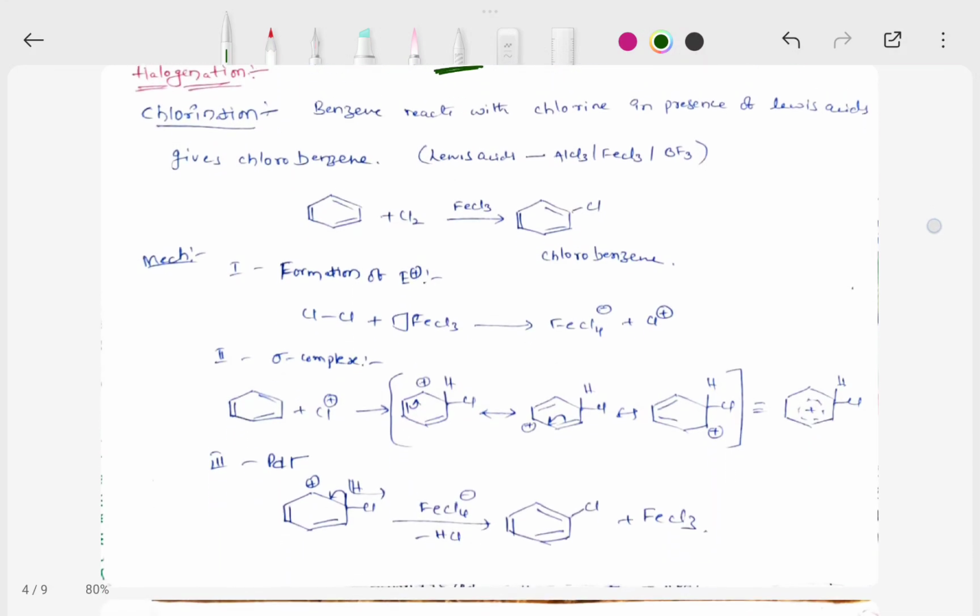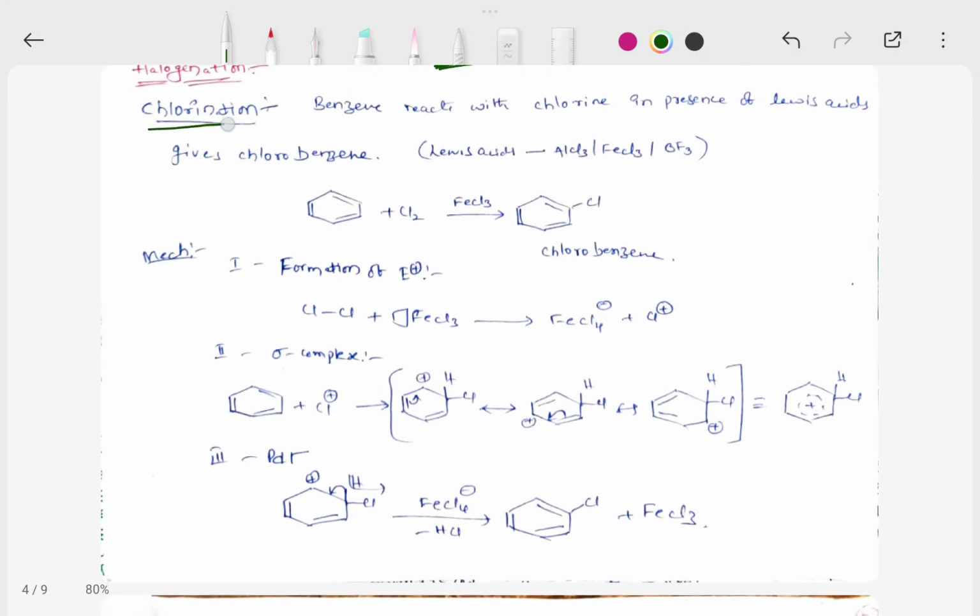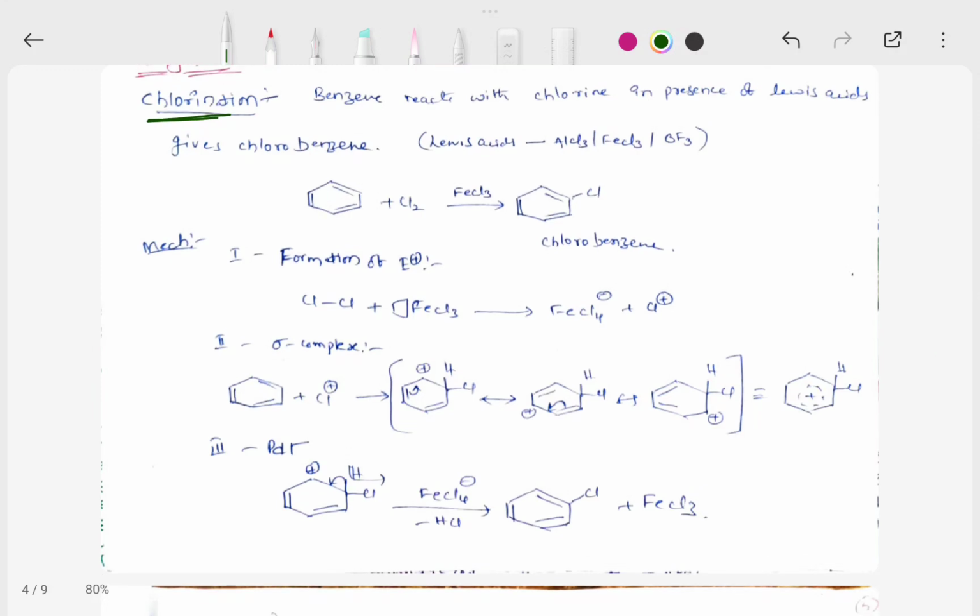The next reaction is halogenation or chlorination. Benzene reacts with chlorine in the presence of Lewis acids to give chlorobenzene. This reaction is called chlorination reaction.